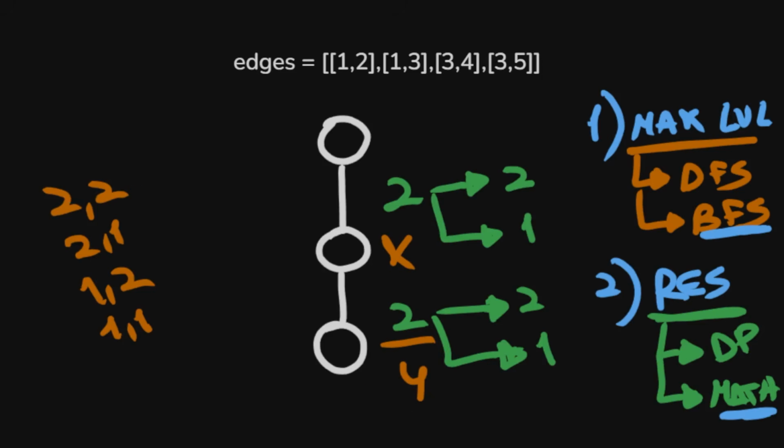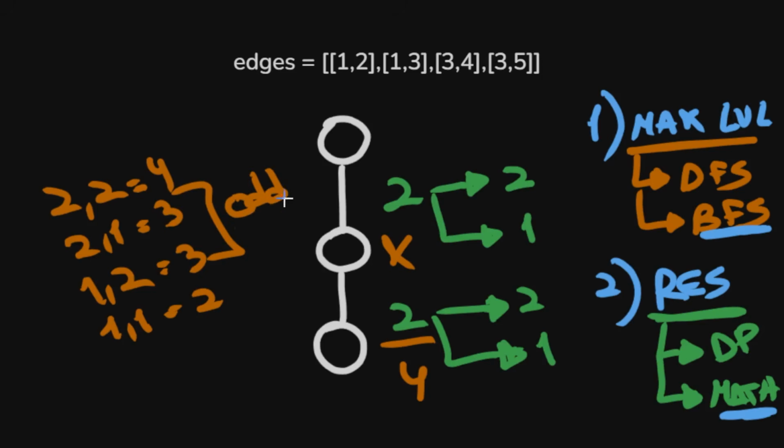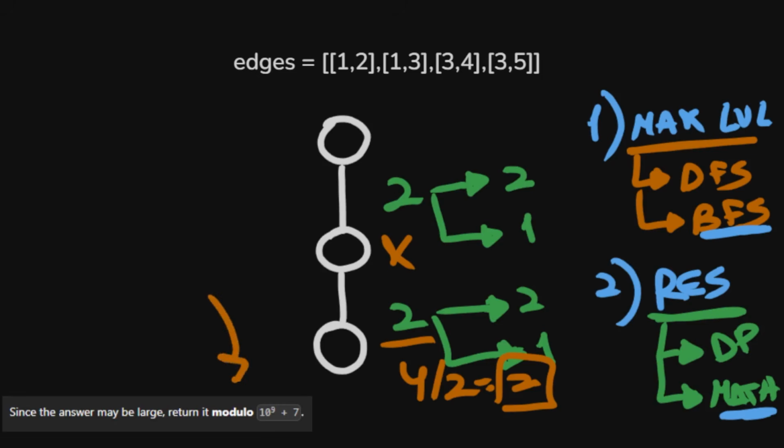If we do 2 plus 2, this is 4. 2 plus 1 is 3. 1 plus 2 is 3, and 1 plus 1 is 2. So half of the combinations are odd, which means that we can take this number, divide it by 2, and this is the final result. Now remember this part, we have to return the answer modulo 10 to the power of 9 plus 7, which means that this part 4 divided by 2 modulo mod is not possible.